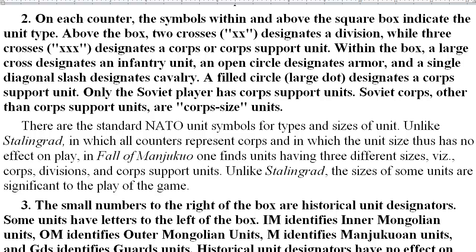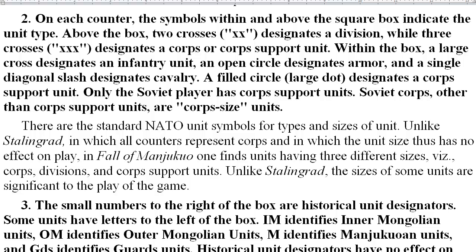There are then, within the box, indicators of the type of units. The X, the cross, indicates infantry. An open ellipse, which looks like a tank tread, indicates an armored unit. A single diagonal slash designates cavalry. If you see a filled circle, that's a corps support unit. Corps support units are only in the Russian army. Soviet corps, other than corps support units, are corps size units. The symbols I'm describing are the standard NATO unit symbols for sizes and types of units.